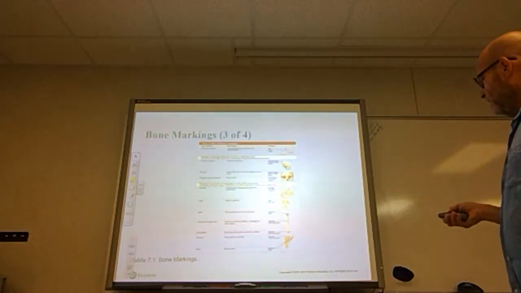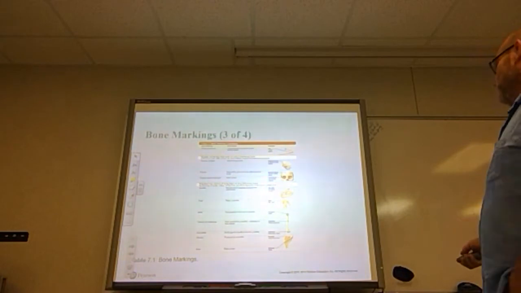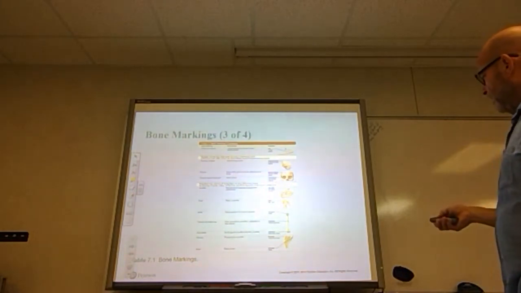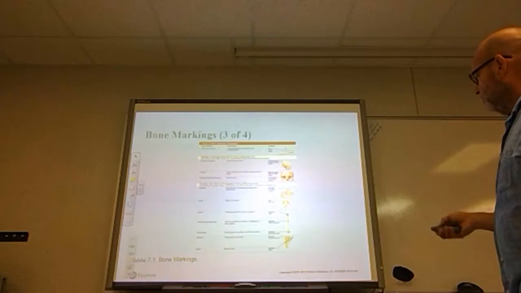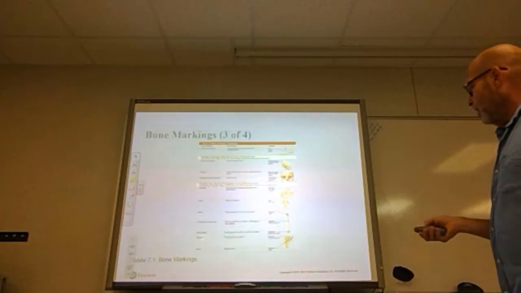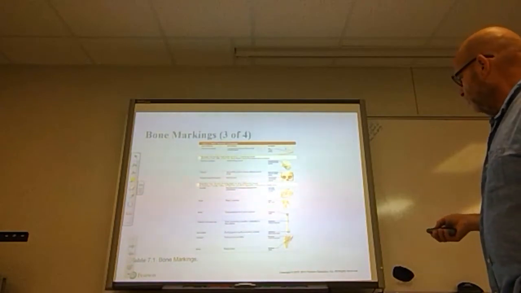There's the epicondyle right there, found on the bottom of the humerus. As I'm looking at it, that is the medial epicondyle. There's also one over here called the lateral epicondyle. A process is a prominent bony projection.